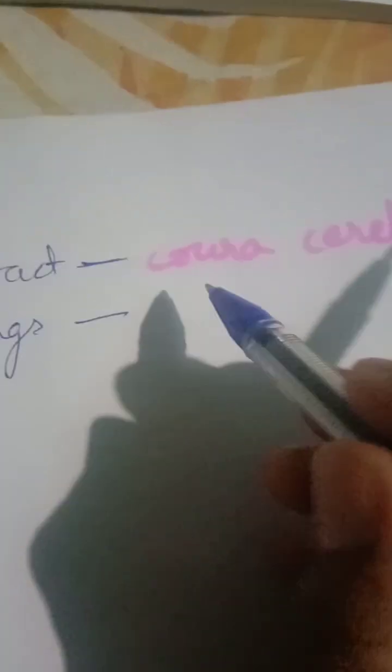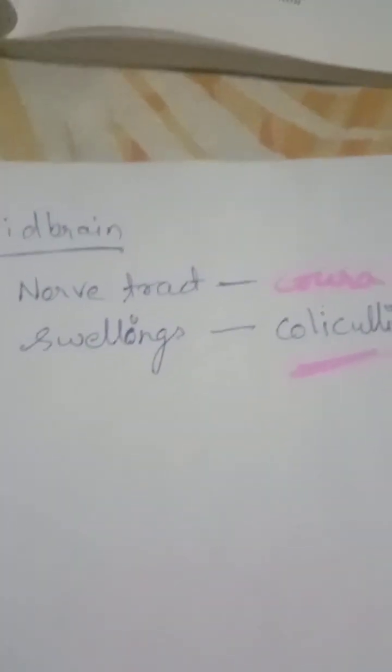Much detailed explanation is not given in your textbook. That is why I am telling you about the crura cerebri. And there are swellings, swollen parts on the midbrain. They are called colliculi, the inferior and superior colliculi. Remember that. These are the structural peculiarities. It is present in the mid side, that means inside your brain. You can't see it.